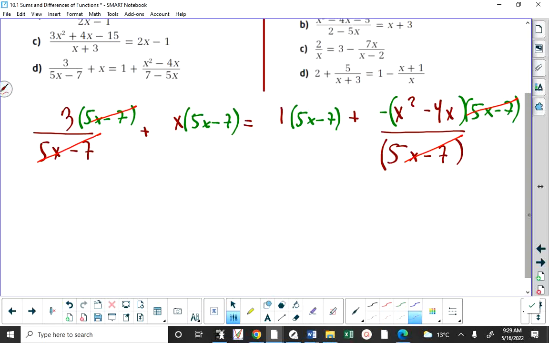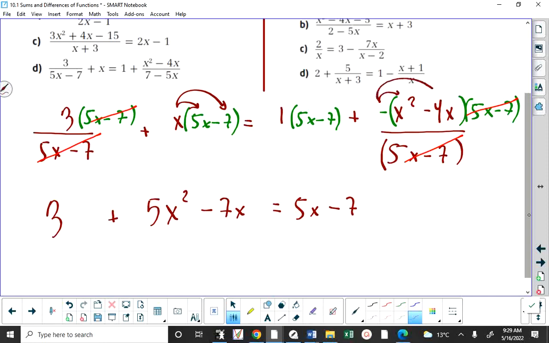In the first term, we have a 3. Then we have plus, I might as well go ahead and multiply this through now, 5x squared minus 7x. Then I have plus, well, 5x minus 7. Oh, thank you. Equals. Then I have the positive 5x minus 7. And then I have that negative of the x squared minus 4x. I'm going to do with the negative the same thing that I did with the x on the other side. I'm going to multiply it through, giving me negative x squared plus 4x.